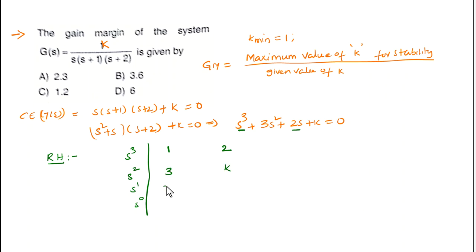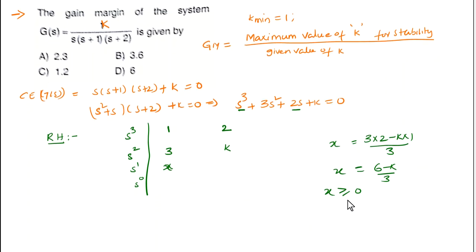Now what about the polynomial here? Let's assume X here. What is the value of X? X is nothing but (3 into 2 minus K into 1) divided by 3. For the system to be stable, the X value should be greater than 0. That means (6 minus K) by 3 is equal to X, and X should be greater than or equal to 0. Substituting here, you get the range of 0 less than K less than 6. So this is the maximum value.